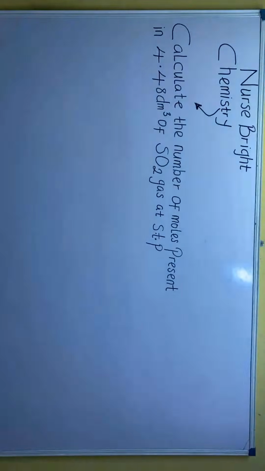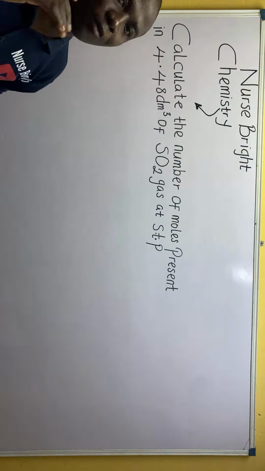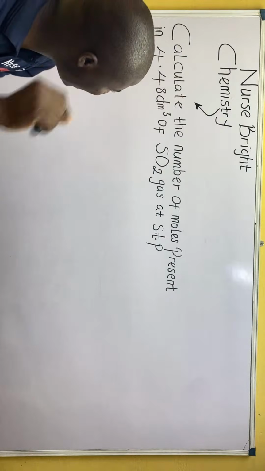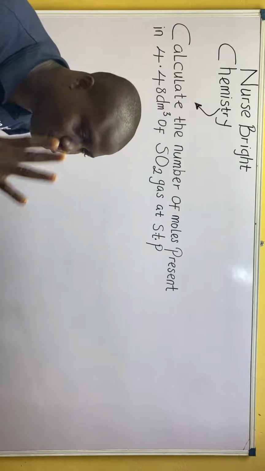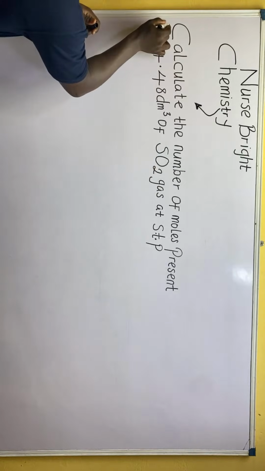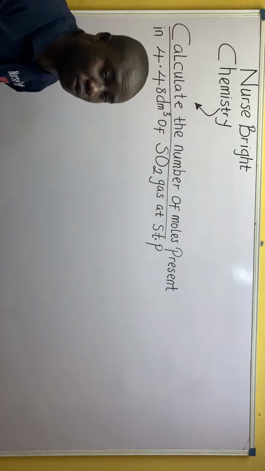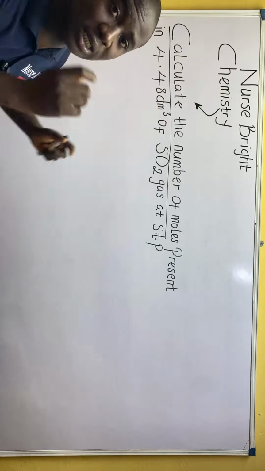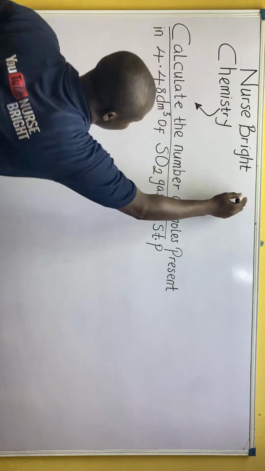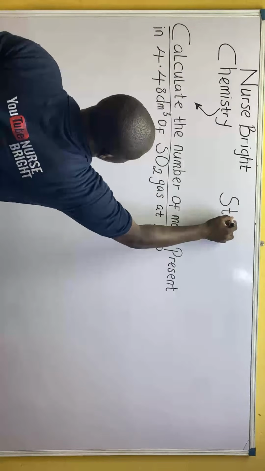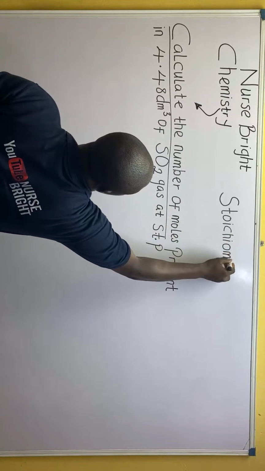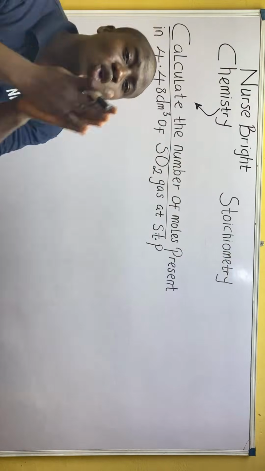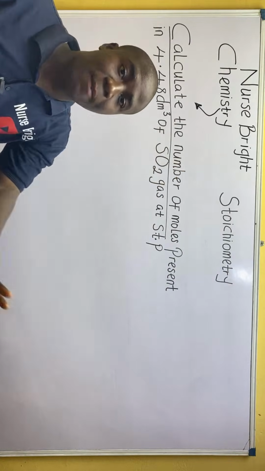The question says, calculate the number of moles present in 4.48 dm cube of this gas SO2 at STP. Now listen, there is something I have to take note of, and that thing is number of moles. When I see number of moles, I know the aspect to which this question is from, and from the look of things, it is from a very vital aspect in chemistry called stoichiometry.